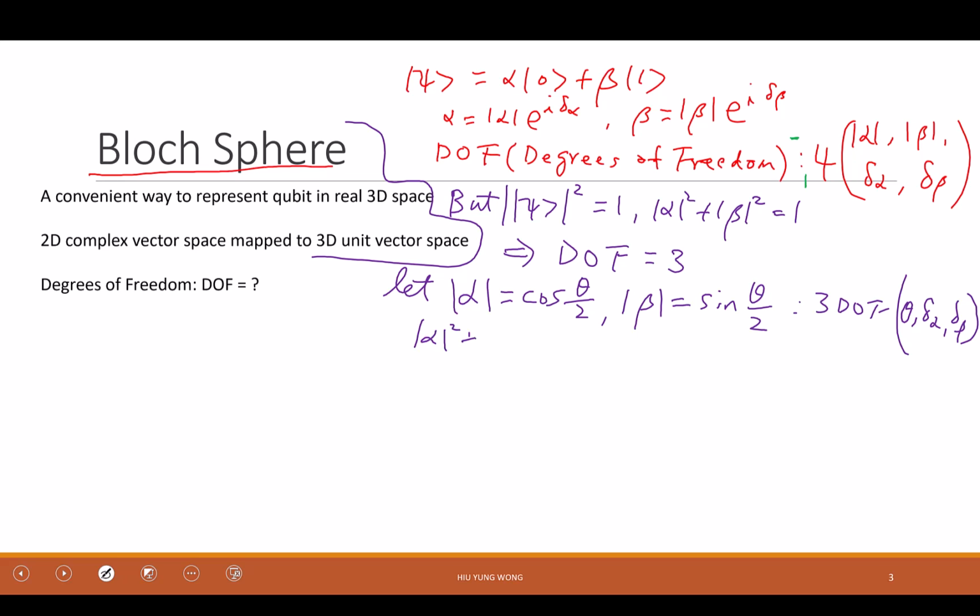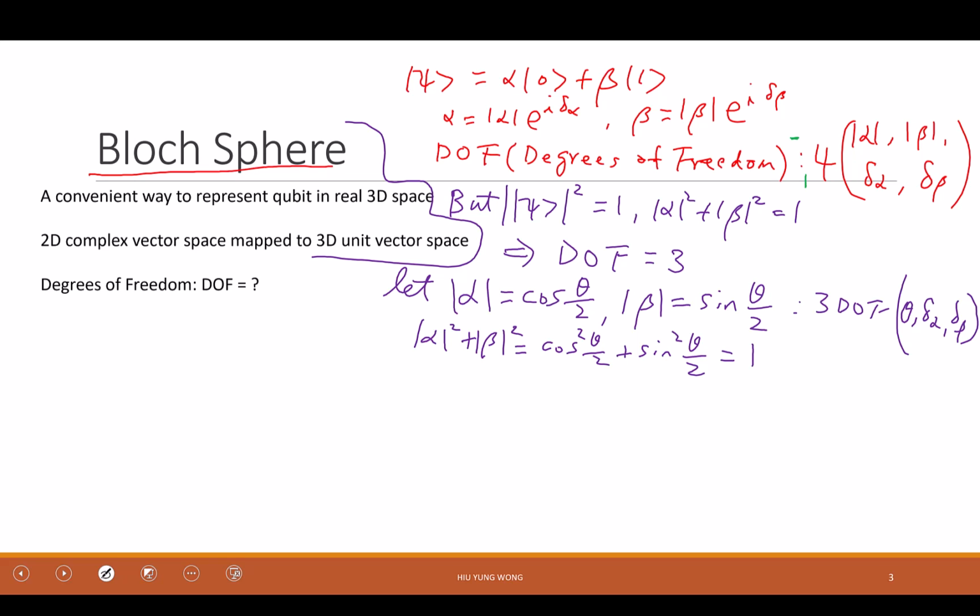Alpha square plus beta square equals cosine square theta divided by 2 plus sine square theta divided by 2, which equals what? 1, right? Sine square any angle plus cosine square any angle is 1. This is an identity. So I just need to pick a theta. Once I know theta, then I know what alpha and beta are, right? I can use theta to fix these 2 degrees of freedom.